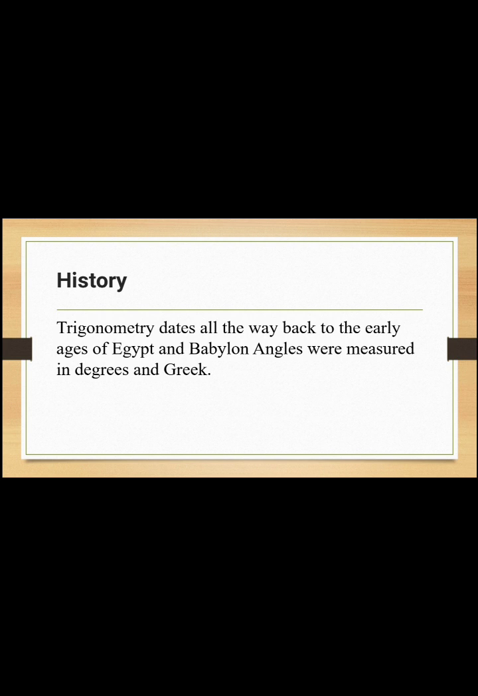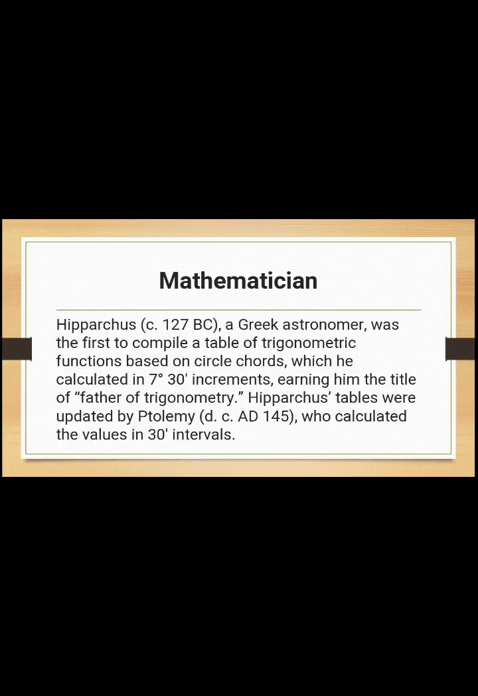The history of trigonometry dates all the way back to the early age of Egypt. At Babylon, angles were measured in degrees, and in Greek, the mathematician Hipparchus in 127 BC, or before common era, a Greek astronomer, was the first to compile a table of trigonometric functions based on circle chords, which he calculated in 7 degrees 30 minutes increments, earning him the title of father of trigonometry.